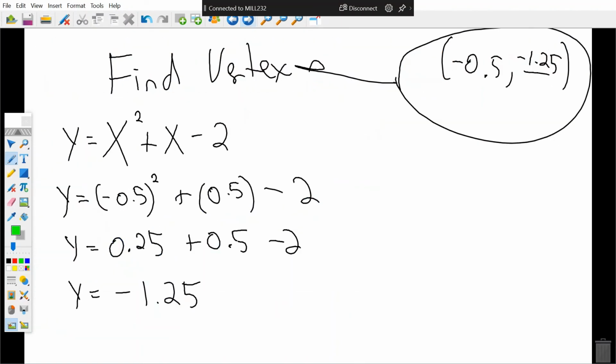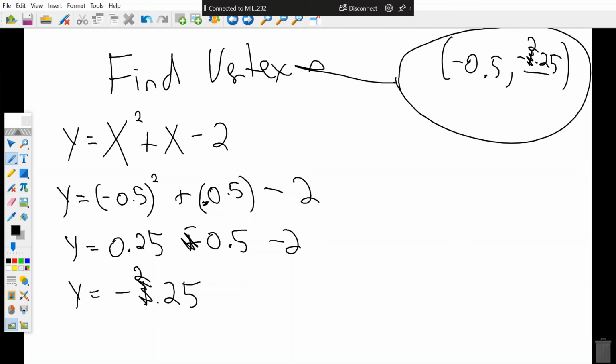Oh, I did my math. That's what the problem was. This was supposed to be a negative 0.25. I had a mistake here. So this is supposed to be negative 0.5, 0.25 minus 0.5 minus 2. This is supposed to be negative 2.25.